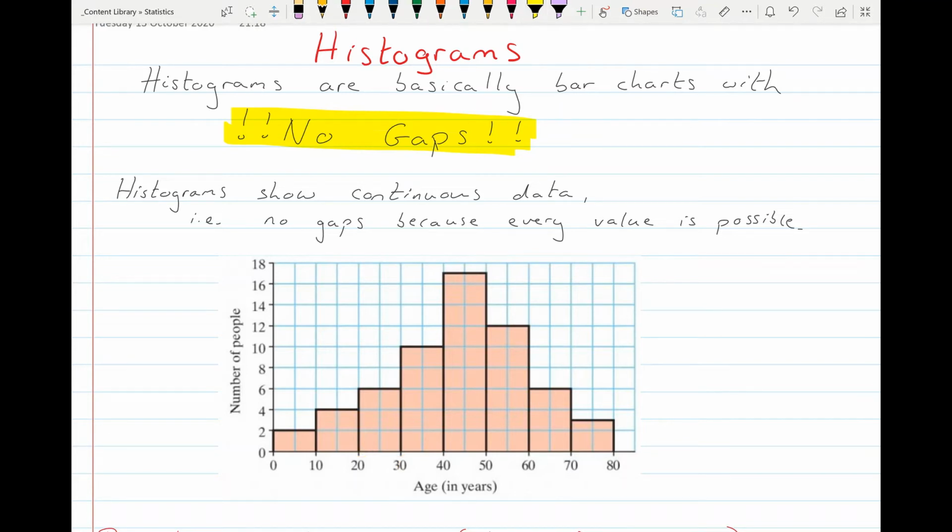Histograms are slightly different to bar charts in that their width also affects the amount of people in it. So sometimes the bars will be wider than other bars, but at the Junior Cert course, currently the widths are all going to be uniform. So that's effectively how they're the same as bar charts. You're not going to have to worry about the widths.